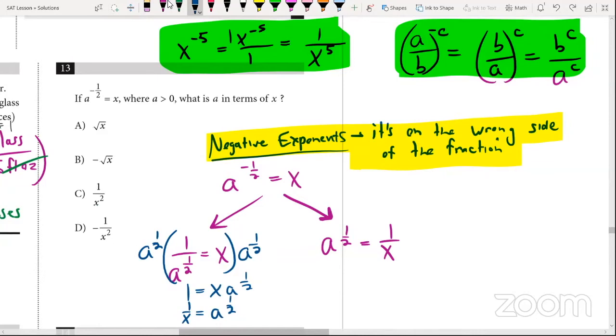Now we need to get a by itself. So what's a by itself? How do we get rid of that 1/2?